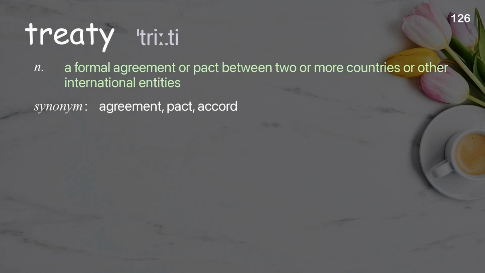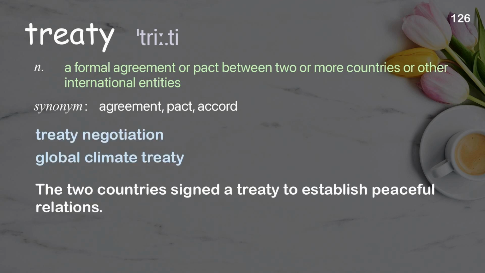Treaty: A formal agreement or pact between two or more countries or other international entities. Examples: Treaty negotiation. Global climate treaty. The two countries signed a treaty to establish peaceful relations.